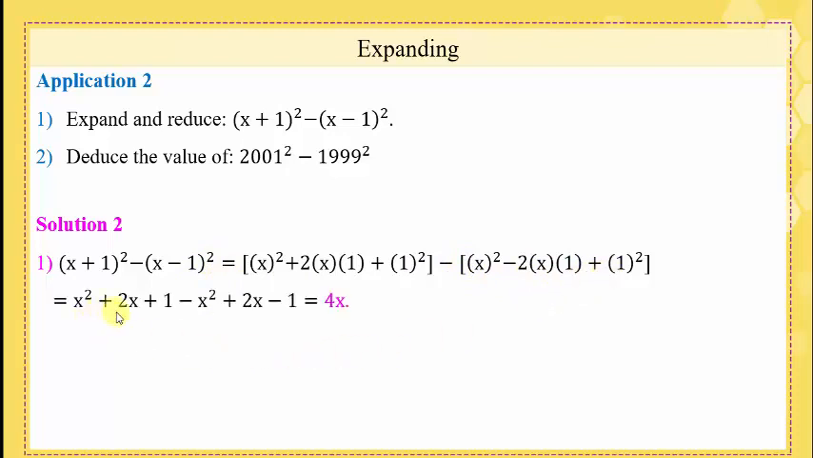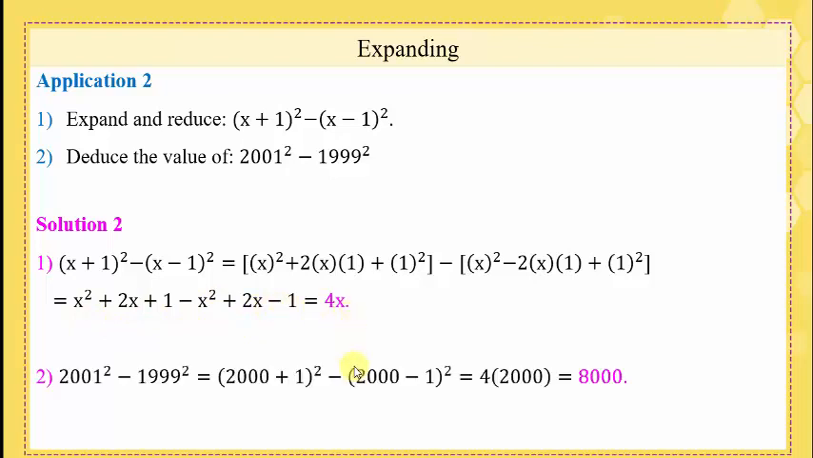Equal x squared plus 2x plus 1, the answer of the first bracket, and then we multiply all inside the second bracket by minus to get minus x squared plus 2x minus 1. We reduce like monomials, and then the answer is 4x.